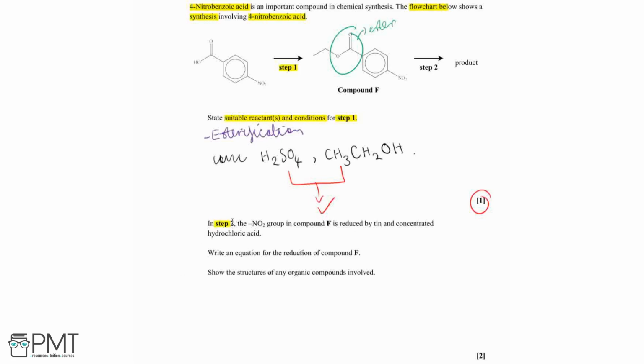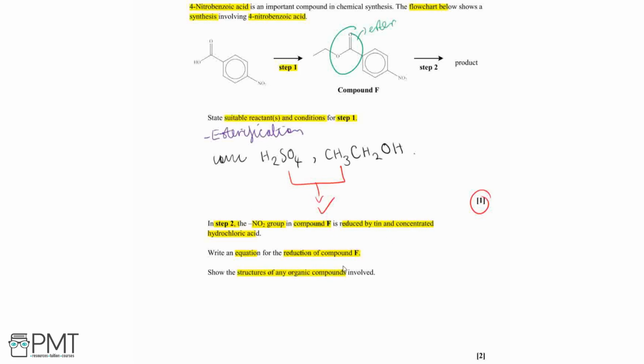And we are told that in step 2, the nitro group in compound F is reduced by tin and concentrated hydrochloric acid. And for this question, we need to write an equation for this reduction of compound F, making sure that we show the structures of any organic compounds which are involved here.